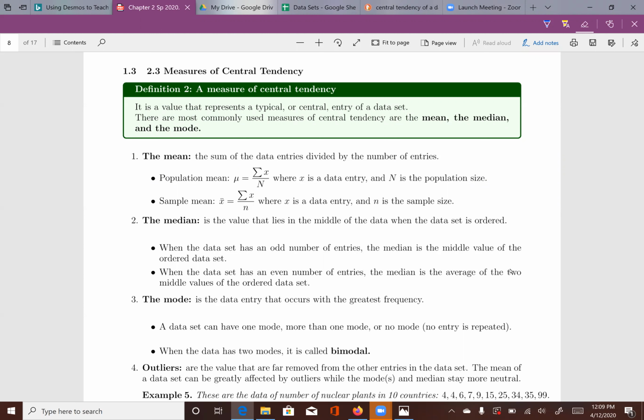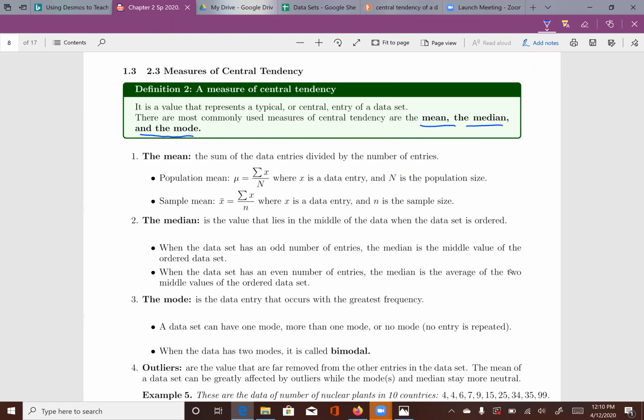There are three most commonly used measures of central tendency: the mean, the median, and the mode. Depending on your data's characteristics, you will pick a typical measure for the central tendency. For example, if your data are quantitative, usually you would use the mean or the median. If your data is qualitative, then you would use the mode.